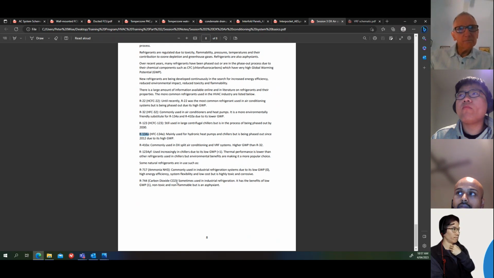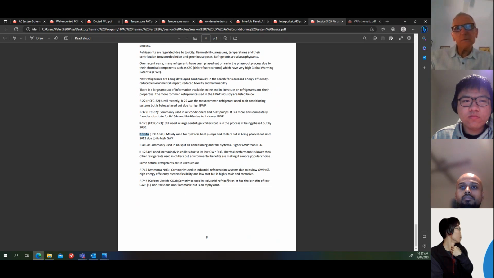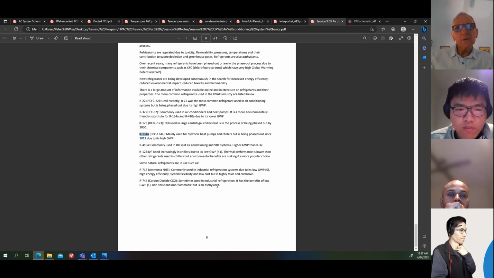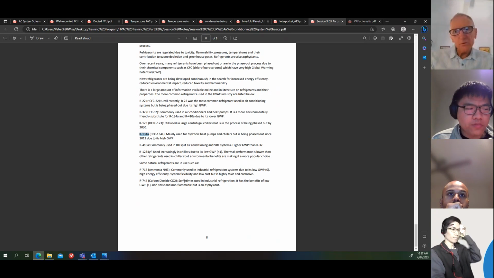Also, carbon dioxide is being used occasionally. It has been used in chillers. It's used more in industrial refrigeration, but there are some chillers available using CO2, and it may become more popular as time goes on. It's non-toxic, non-flammable, but it is an asphyxiant. And CO2, obviously, if there's a leak, you're putting more CO2 into the atmosphere.